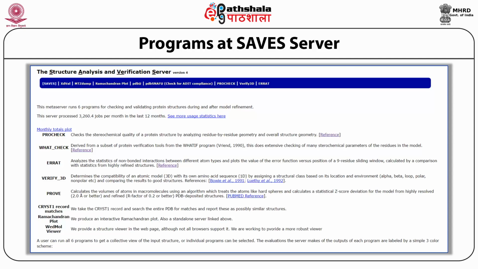Then Verify3D also tells about the assignment of the sequence with respect to that of a template structure. It also tells about whether the alpha helices, beta sheets, loops or polar contacts have been assigned properly. All this information can be obtained by Verify3D.